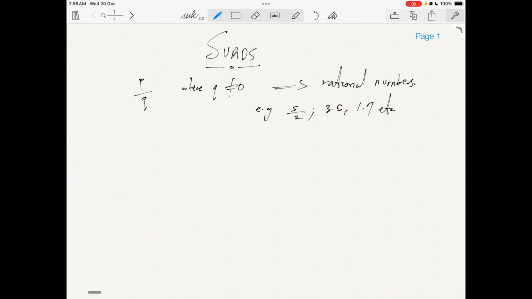There are also some things that we call irrational numbers. These numbers could be root 2, could be root 5, root 7, and others. They are called irrational numbers because their exact values cannot be determined.